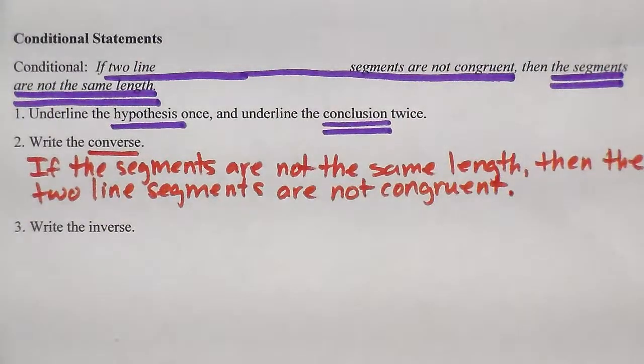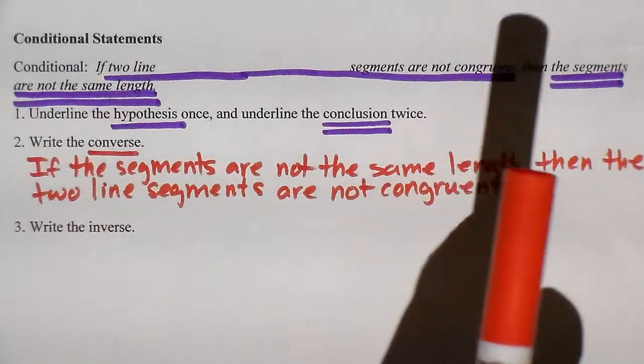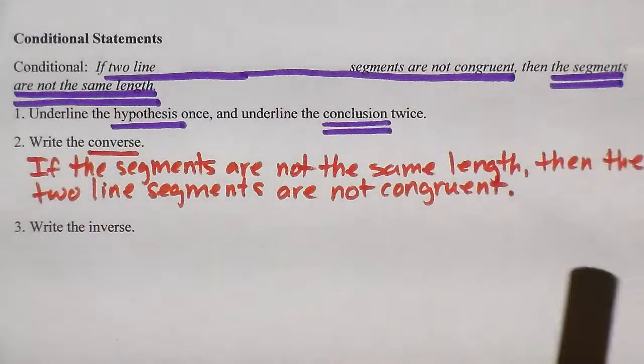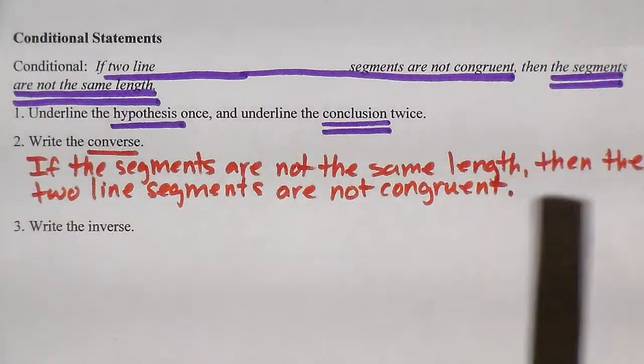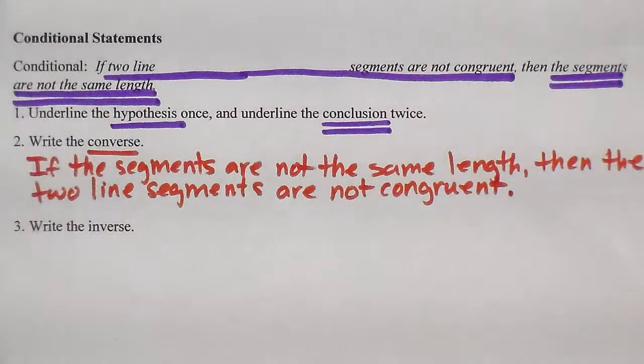Okay, so I've written the converse. Instead of saying if the two line segments are not congruent, then they're not the same length, I'm saying if they're not the same length, then they're not congruent. So that's the converse. The hypothesis becomes the conclusion and the conclusion becomes the hypothesis.